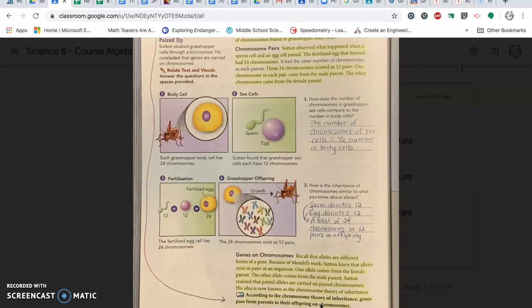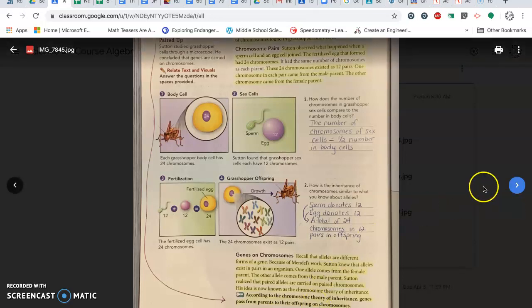So this notion that we're passing these traits on genes was started by Mendel, and then Sutton came along, and through his experimentation with grasshoppers, he helped us to understand how that happens, and that chromosomes really are the key to passing this genetic information along.